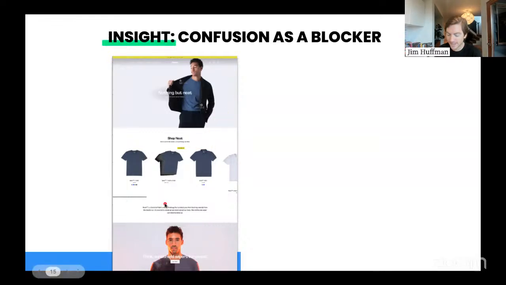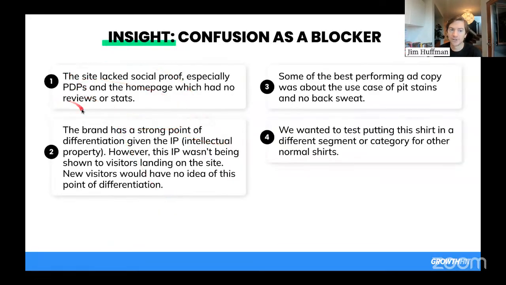And so this is something where we really understood that people were confused about why this is special. It really lacked any form of social proof, but more importantly, any point of differentiation. What makes the shirt special is there's IP, intellectual property, that makes the shirts where you don't sweat through to show pit stains, to show back sweat. This IP was acquired from the military. It was initially made for uniforms, and now it's made for t-shirts. So that's a really cool story that you have to go through like 5 pages to find.